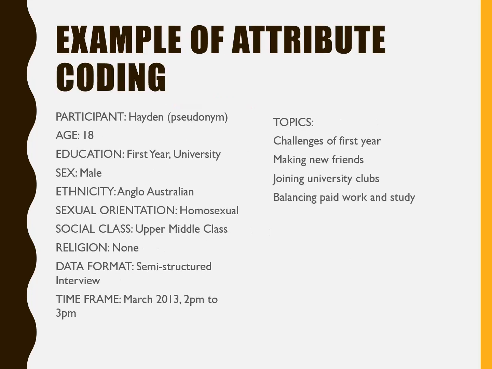Here's an example of attribute coding filled out with a bit more detail. So we've got 18-year-old Hayden, who's a first-year university student. He's male, Anglo-Australian, identifies as gay. He comes from an upper middle class background, no religion. The data format was semi-structured interview and the time frame was March 2013 for an hour from 2 p.m. And the sorts of topics that were talked about were the challenges of being in first year, making new friends, joining university clubs, and balancing paid work and study.